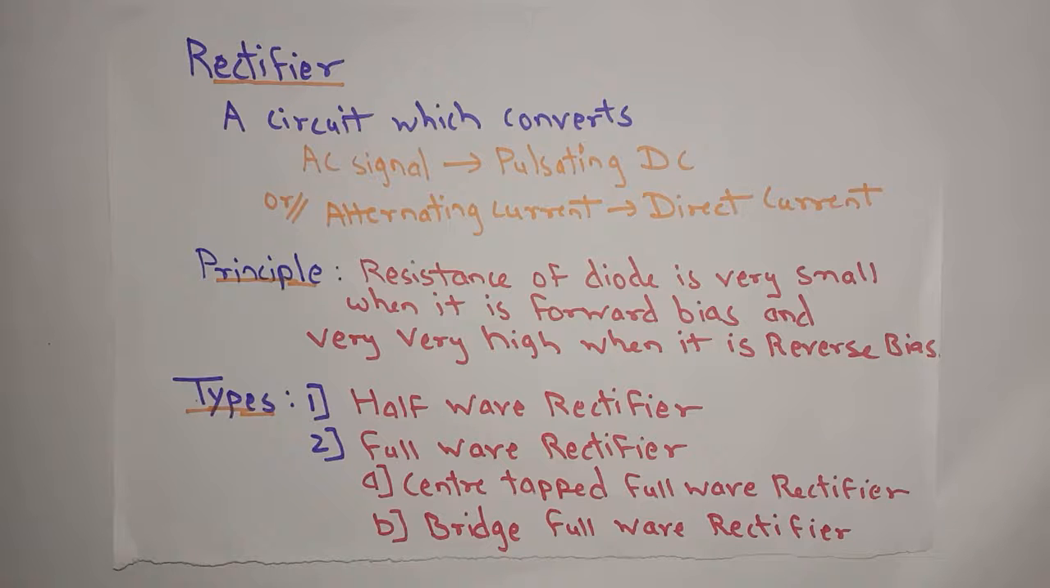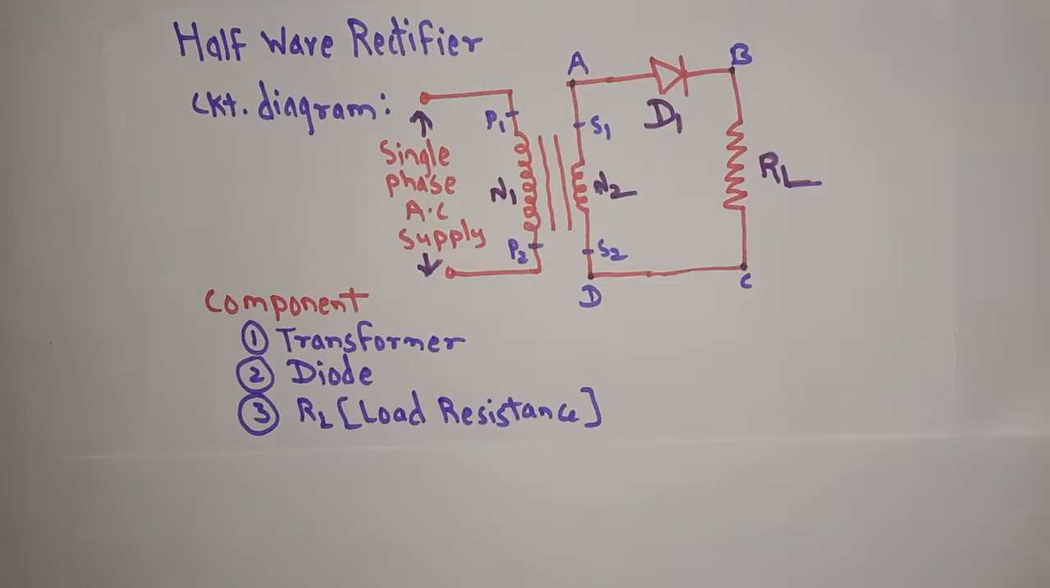Types of rectifier. There are two types of rectifier, half wave rectifier and full wave rectifier. Full wave rectifier is again divided into two types, center tap full wave rectifier and bridge rectifier. Now we will see the half wave rectifier. The circuit diagram of the half wave rectifier is shown below.